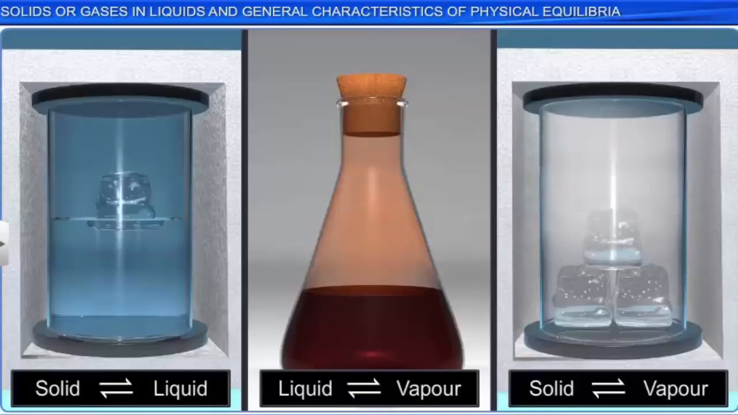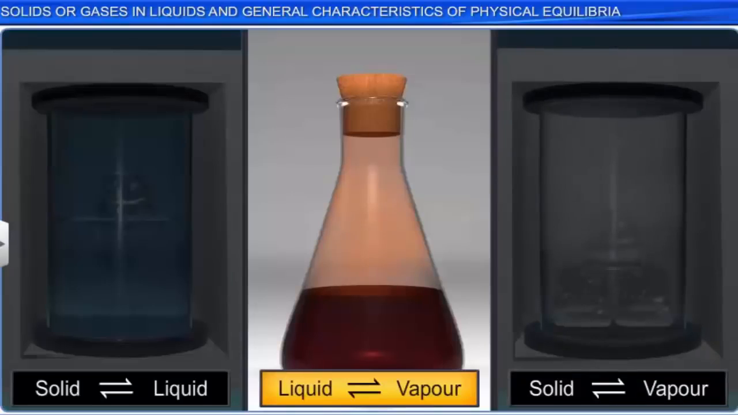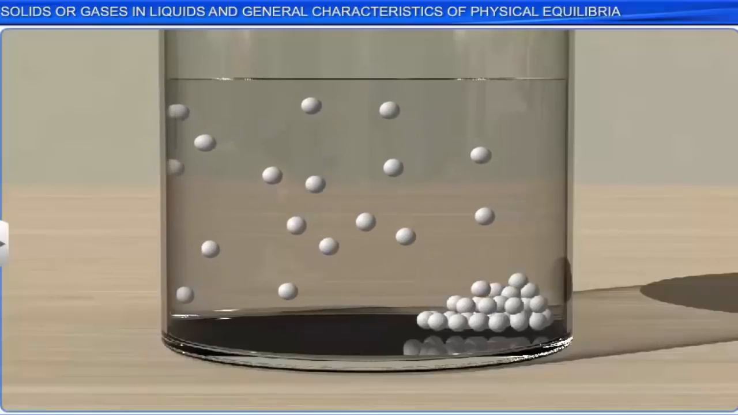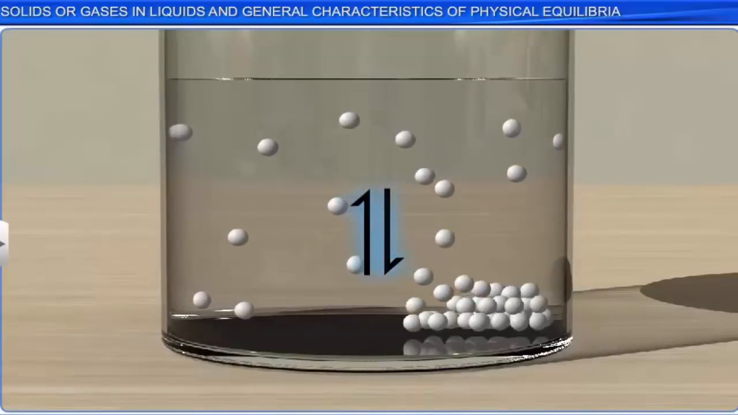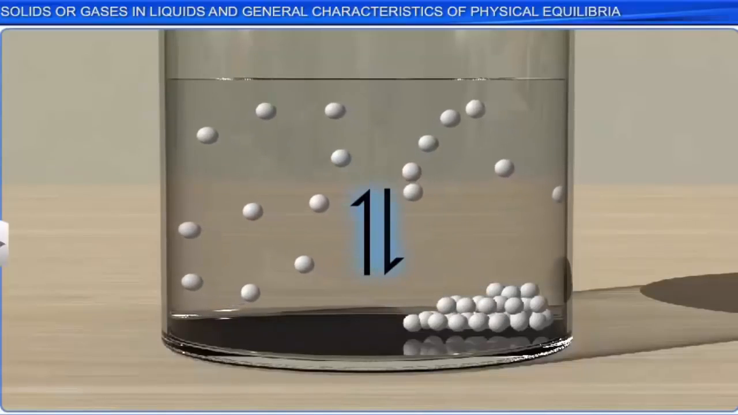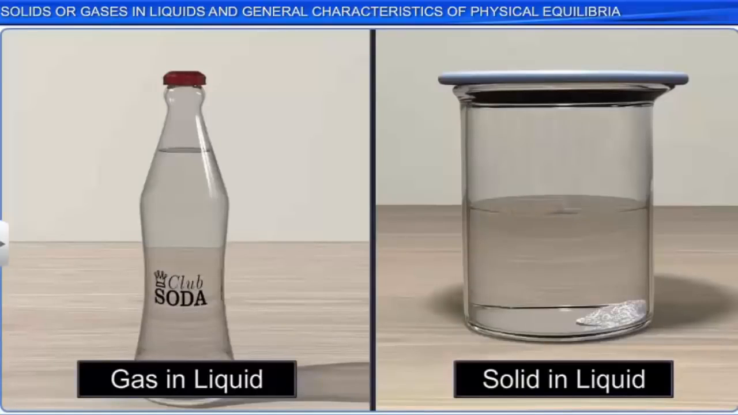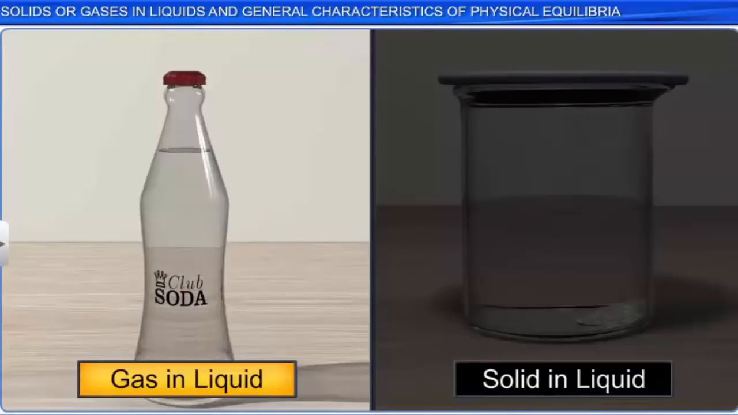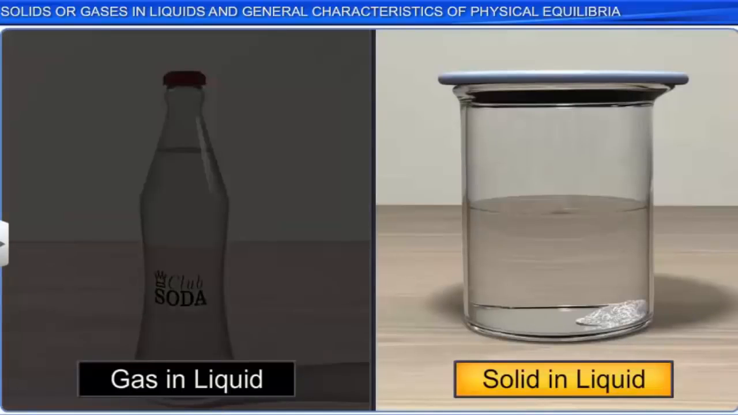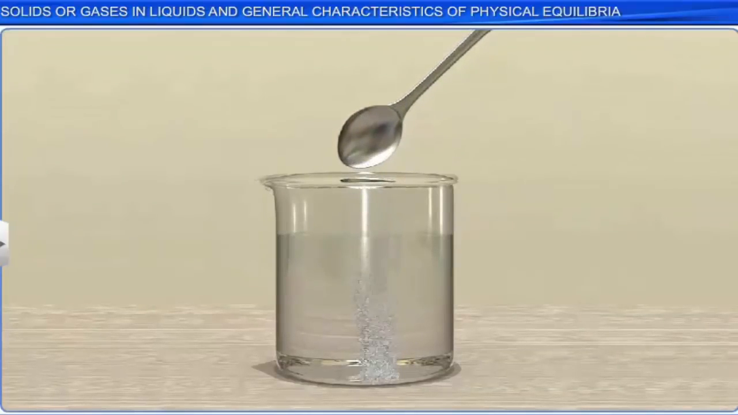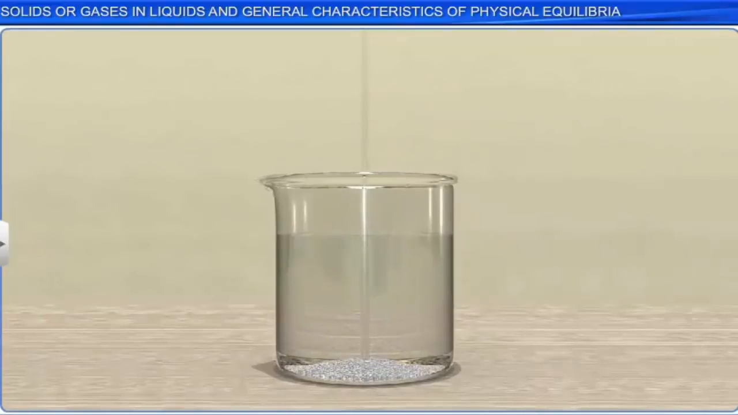You have learned that during physical processes like phase transformation, it is possible to attain equilibrium. Similarly, when a physical process like dissolution is taking place, it is possible to achieve a state of equilibrium. There are two types of dissolution: gas in liquids and solid in liquids. Sugar in water is a classic example of solid in liquid equilibrium. First, sugar is added to a glass of water and stirred. It dissolves, forming a sugar solution.